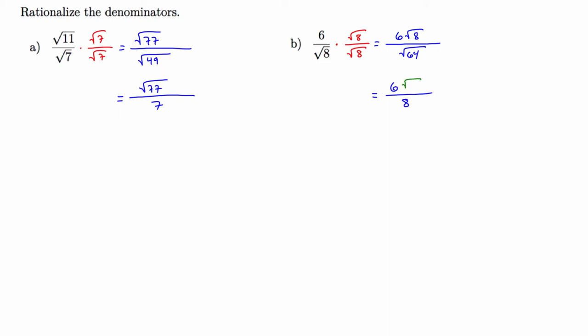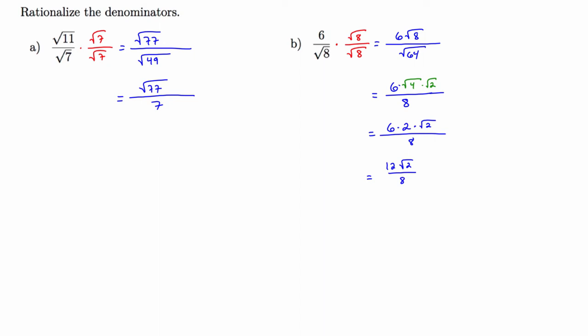Root 8 is the same thing as root 4 times the square root of 2. The reason we need to go this extra step is we do need to simplify radicals anytime we can. So in the numerator we have 6 times root 4 times root 2. Well, that root 4 simplifies to make 2, so we really have 6 times 2 times root 2, all over 8. Well, 6 times 2 is 12, so we have 12 root 2 over 8.